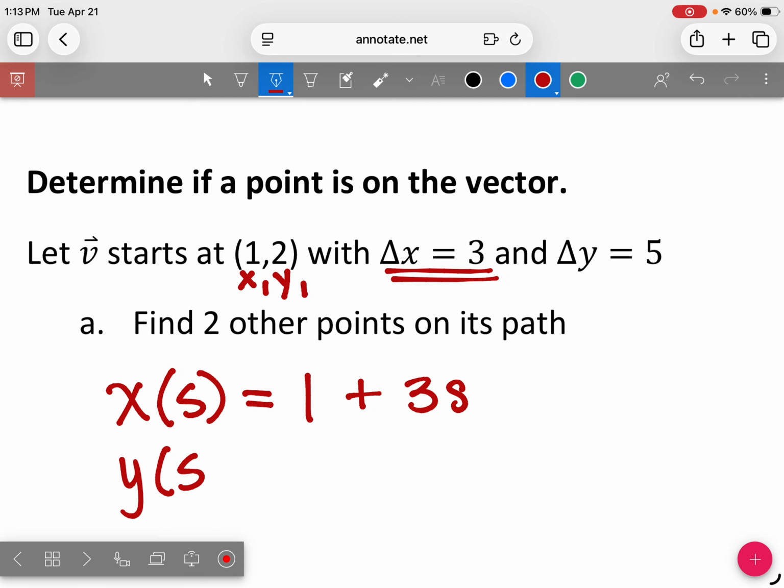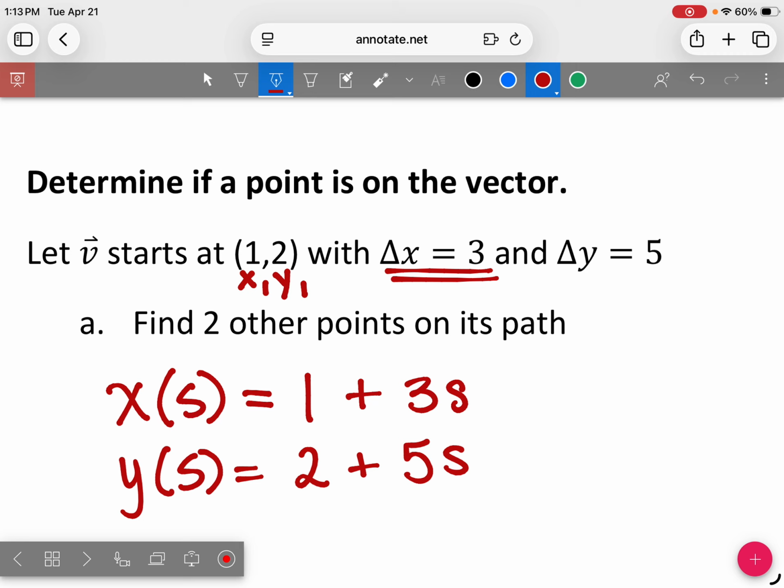Somebody want to volunteer what you think the second equation would be using y1 and delta y? What's y1? 2. What's delta y? All right, that would be my equation. So these are the equations that will tell me points on the path, okay?